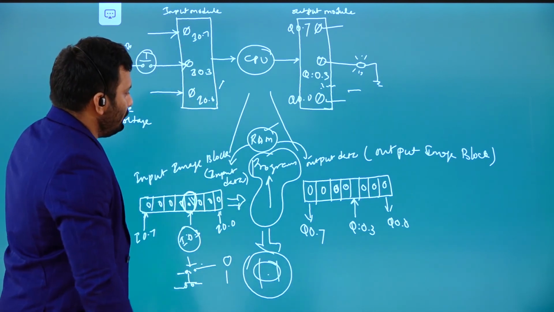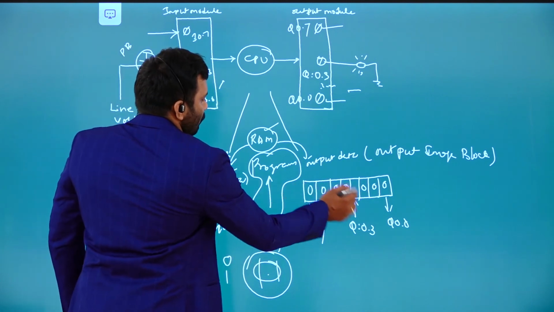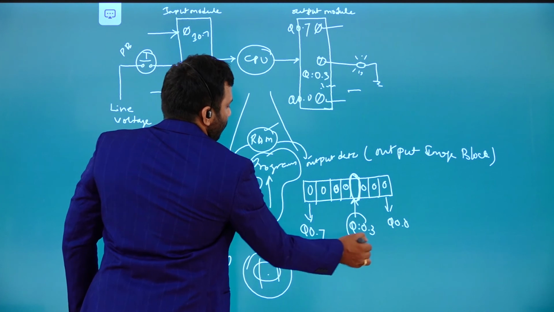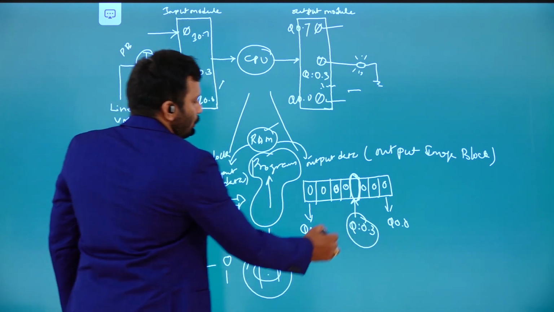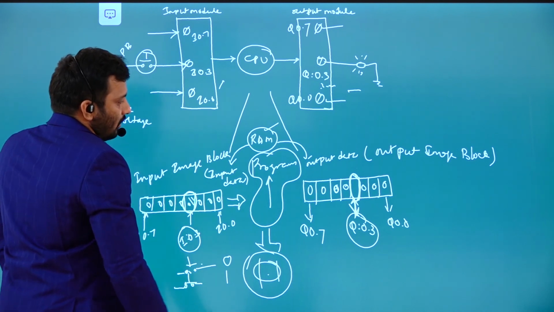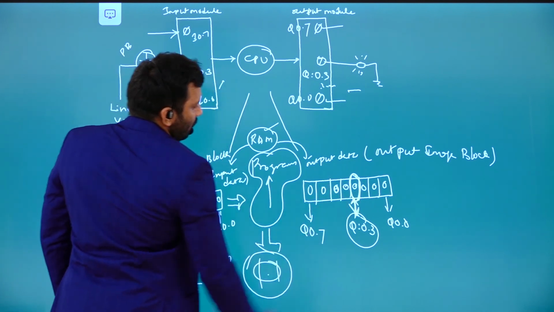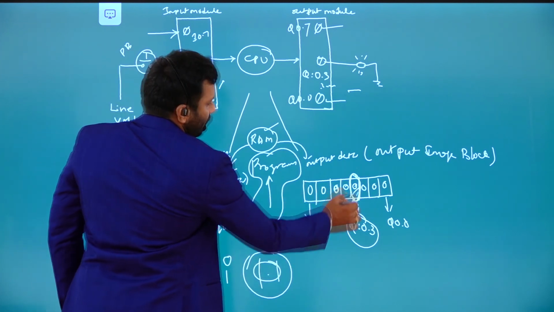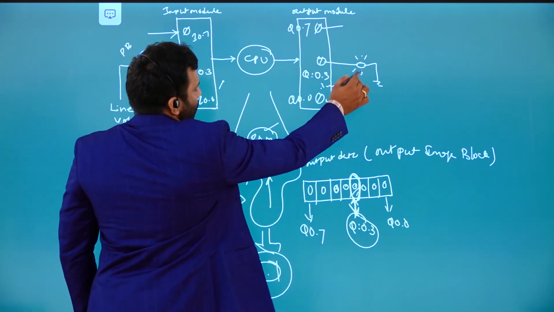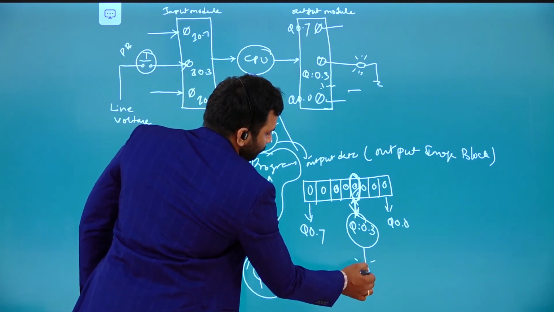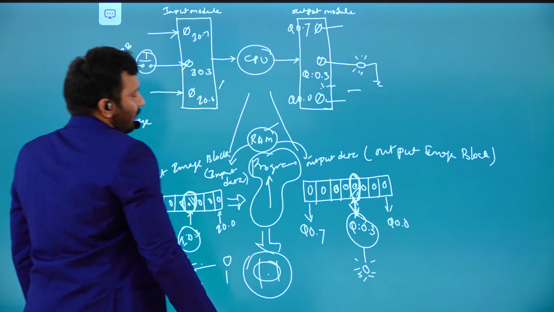Maybe any data, maybe zeros or ones, but the thing is that this bit is going to go out through the fourth terminal. If it is 0, the light is going to be off. If it is 1, the light is going to be on. Why? Because for this terminal you connected the light here.